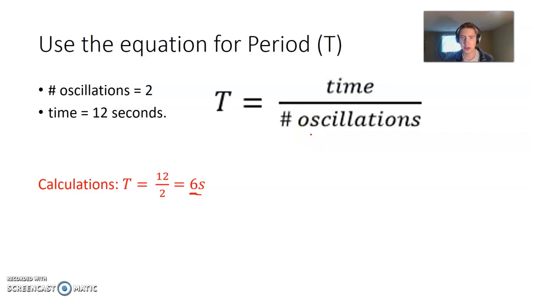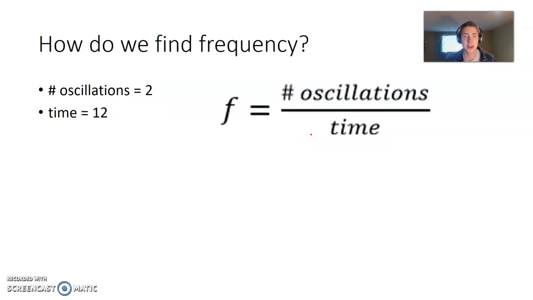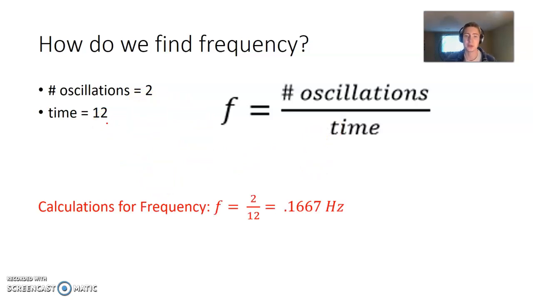So now that we have period and we have all the information, we can also easily find frequency. And so we've got frequency is equal to the number of oscillations divided by time. Our number of oscillations is 2. Our time is 12, and so instead of being 6, it's actually going to be 2 divided by 12, so it's going to be 0.1667 hertz. And so that means we have a frequency of 0.1667 hertz.